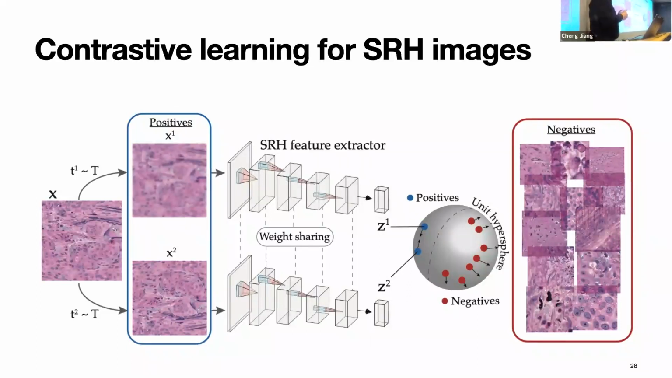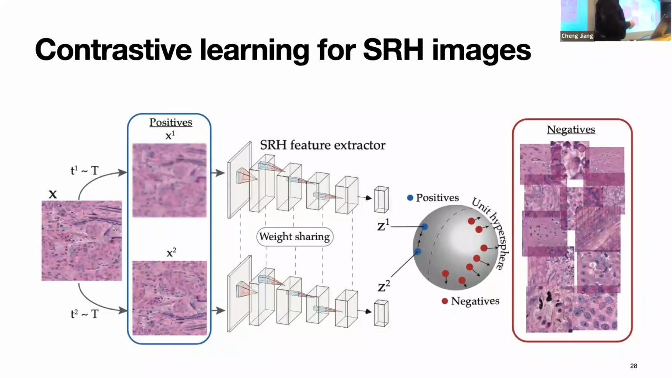So how do we find the patches that are similar? We can do this in two ways. If we know the labels of our images, then we can assume that the images from the same label will have a similar representation.